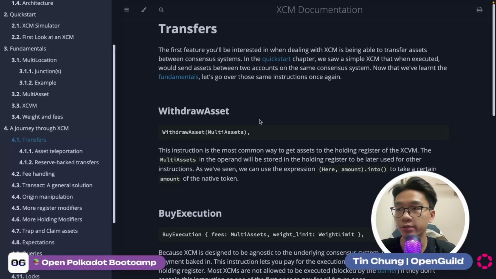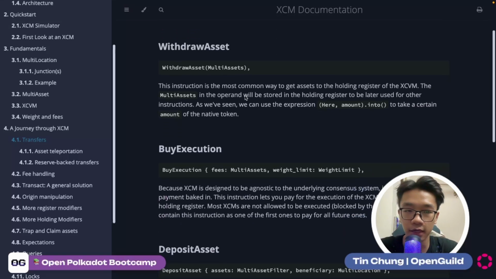The first one will be the transfer. As we already know, the transfer is very simple: from one account to another account in the same local chain. So right here, the context would be you have one blockchain, and then you want to transfer inside that one blockchain from account A to account B. And how does this look? The first instruction that we would use is the withdraw asset.